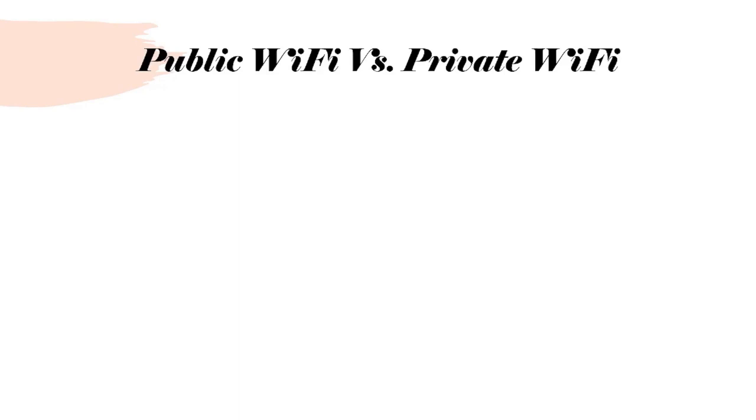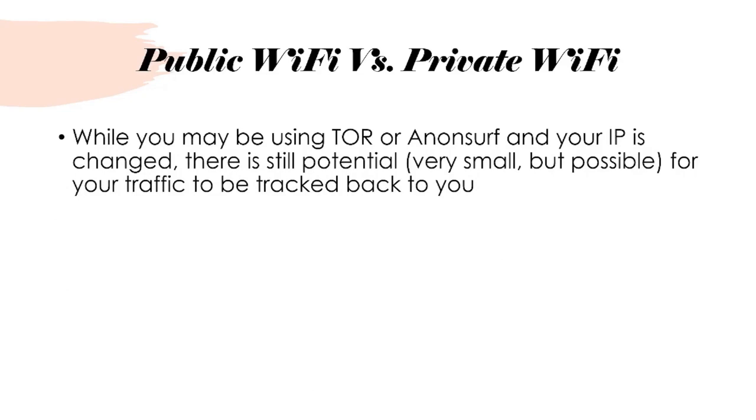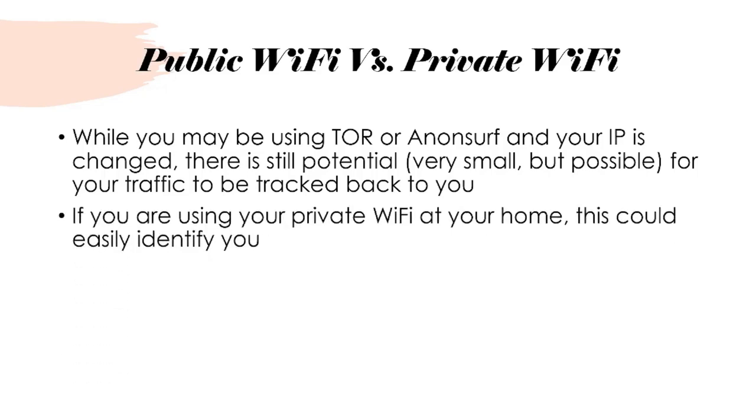So, public Wi-Fi versus private Wi-Fi. Okay. So while you might be using Tor or Anonsurf, and your IP addresses change, or your MAC addresses change, there is still some small, slight potential, very, very small, but slightly possible that your traffic can be tracked back to you. Okay. So if you're using private Wi-Fi at your home, you could potentially be easily identified. So you want to make sure that you take the extra precautions so that you're safe.